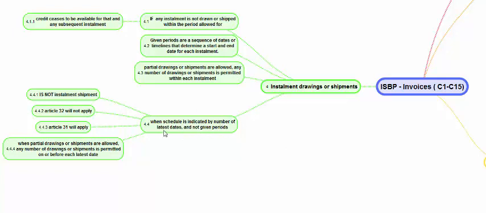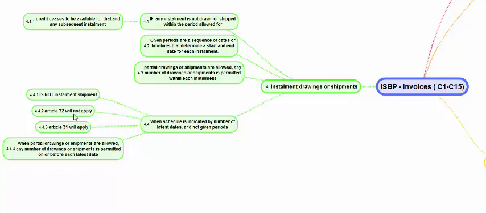When the schedule is indicated by a number of latest dates and not a given period, when it says by 31st March, 30th April, 30th June and like that and not a period, then this is not installment shipment. Only when period is given, this is installment shipment. When latest date is given, this is not installment shipment.